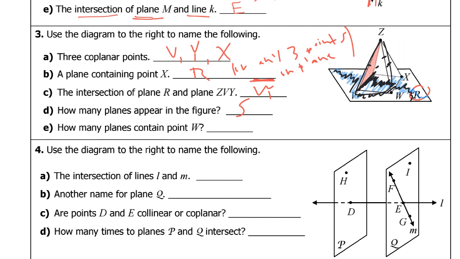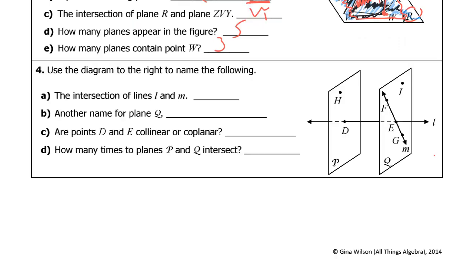And last part, part E, wants to know how many planes contain point W. So W is right here. My work is kind of sloppy. So we have the big plane. So there's 1. And W is also contained in these 2 planes. So 2 and 3. We have 3 planes.